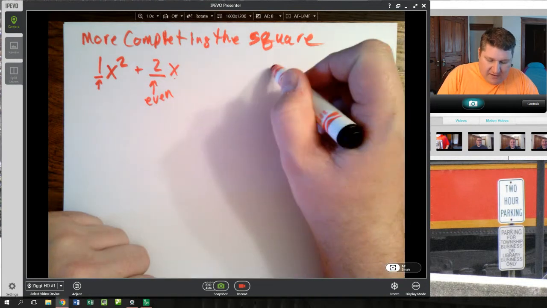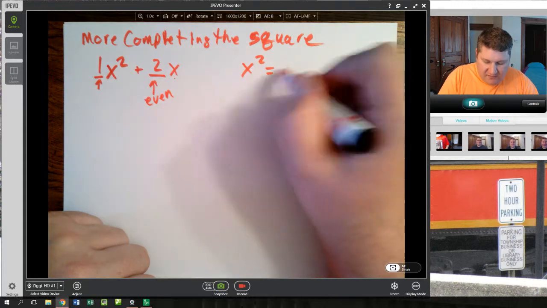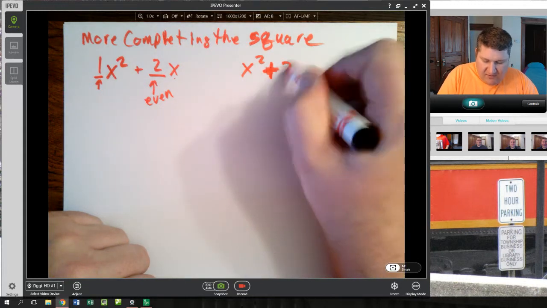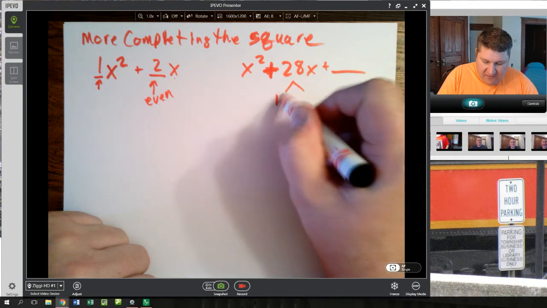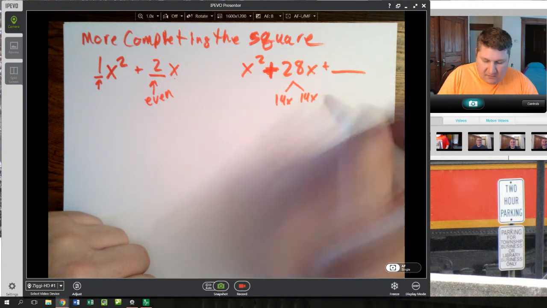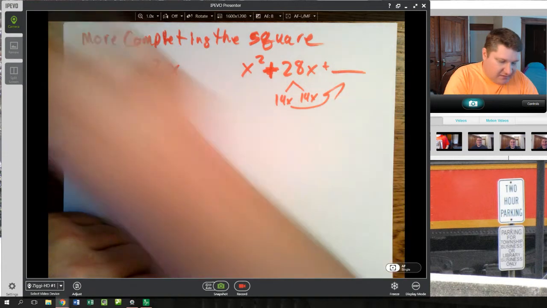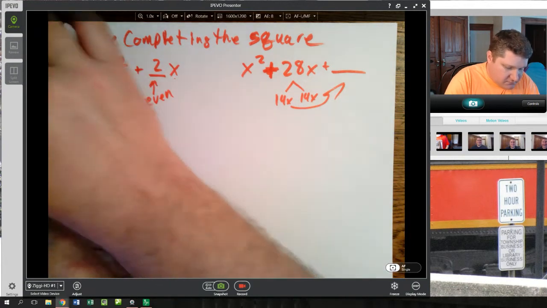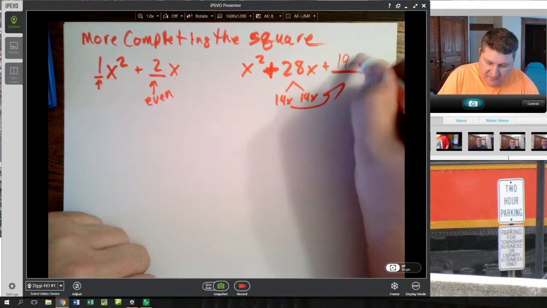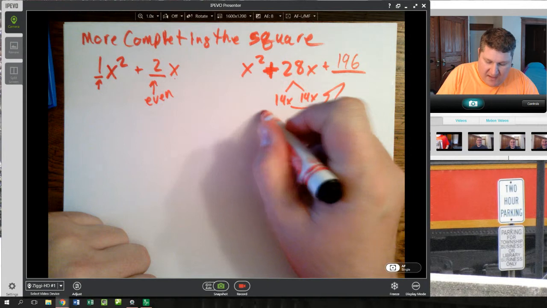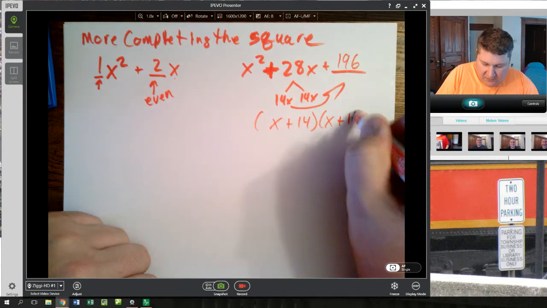Reason being is if I have completing the square, the general pattern is I take whatever is in the middle term, 28x. I'm going to cut this thing in half. And then I'm going to multiply to put it here. So 14 times 14, 196, okay? And that breaks into x plus 14, x plus 14.